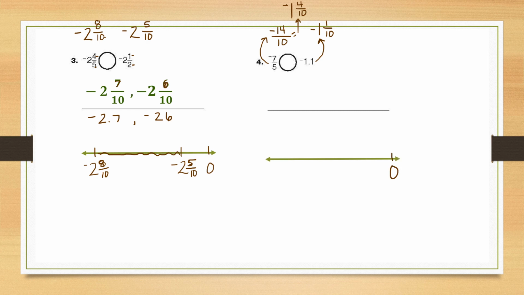We have 0, we have -1 1/10, and then we have -1 4/10. So what can fall between these numbers? Well, we can count backwards, and I apologize, this should be a 2. Okay, -1 1/10, then we have -1 2/10, then we have -1 3/10, and then we have -1 4/10.